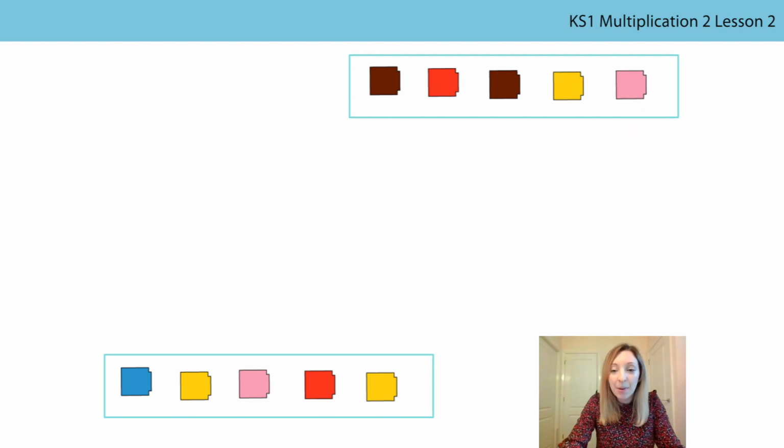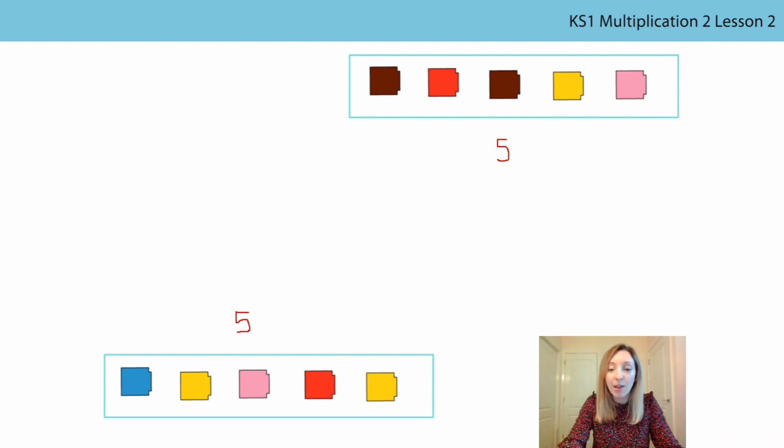So remember, I want to put these cubes into equal groups. Have I managed to do that? How do you know? Well, let's look. How many cubes are there in each group? Let's start by counting the top group. 1, 2, 3, 4, 5. There are 5 cubes in that group. And how many cubes are there in the bottom group? Let's count them. 1, 2, 3, 4, 5. 5 cubes in that group.